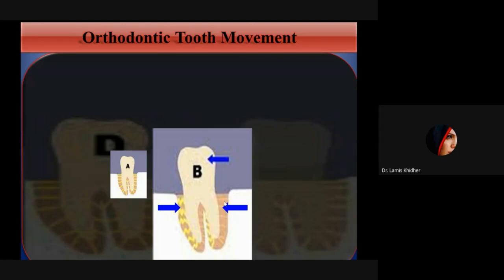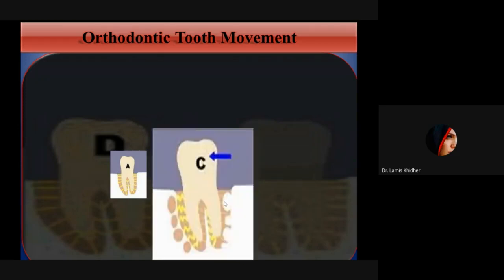The pressure tension theory is responsible for inducing the tooth movement. After this initial response occurs, there will also be a change in the bone that appears in the pressure side and in the tension side.